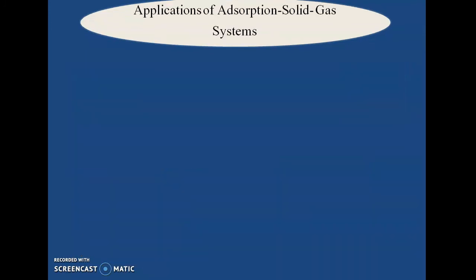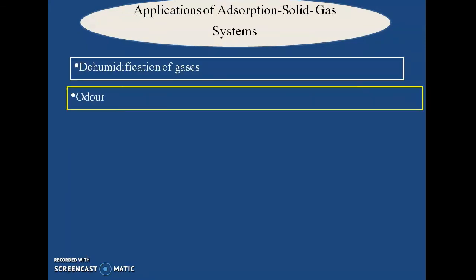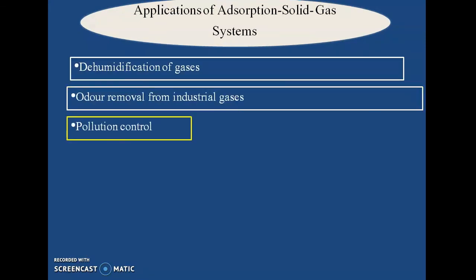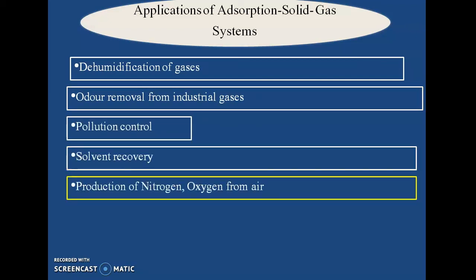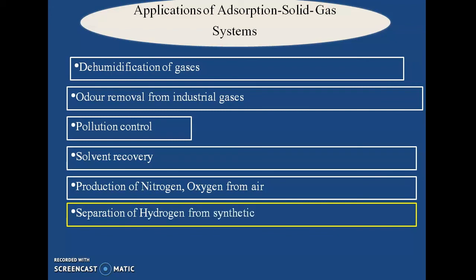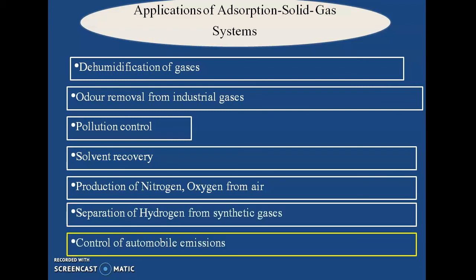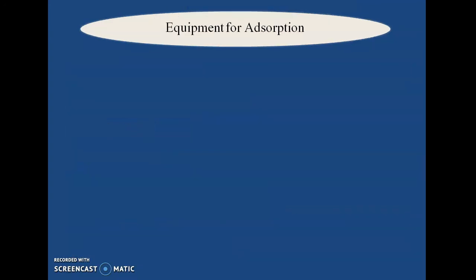If you consider a solid gas system, there are different applications. Dehumidification of gases, odor removal from industrial gases, pollution control, solvent recovery, production of nitrogen and oxygen from air. So earlier we have seen the production of nitrogen and oxygen using distillation. There you get liquid products, but here you can separate air into nitrogen and oxygen in gaseous form. Separation of hydrogen from synthetic gases, control of automobile emissions. These are the different applications of adsorption for solid and gas systems.